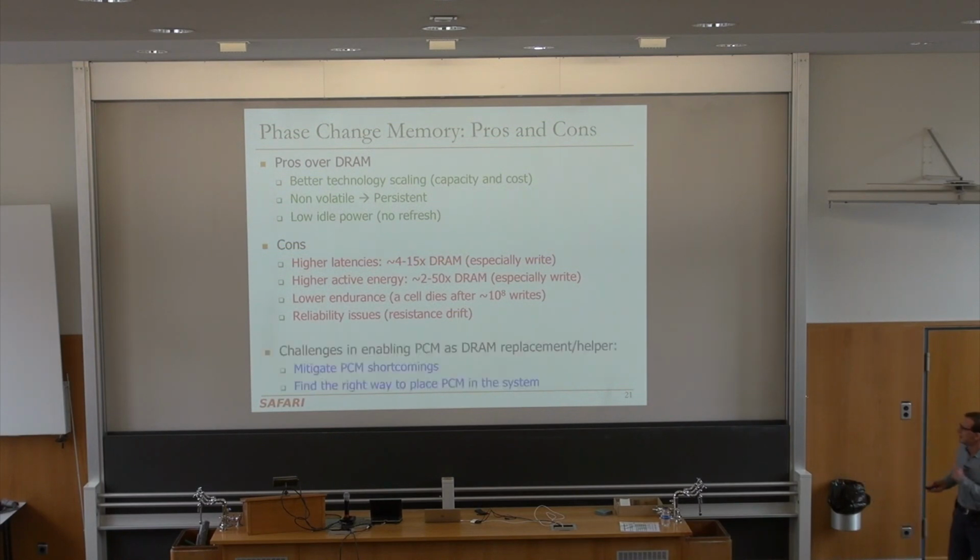So basically the key question is, how do we actually enable phase change memory as a DRAM replacement or a helper, or augmenting DRAM somehow? Initially, we're going to be aggressive and look at trying to replace DRAM. To be able to do that, clearly, we have to do something about these problems. And we need to find the right way to place phase change memory in the system.